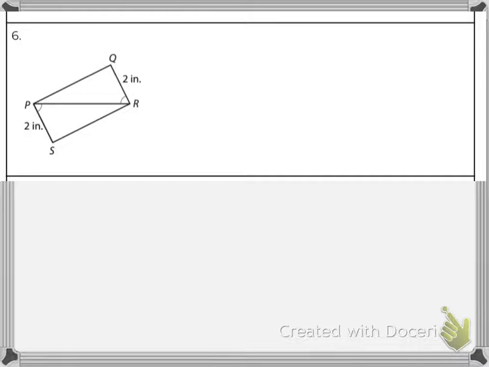Alright, next one. So I see that PS is congruent to QR because they are both 2 inches. And then I would have PR, the side the triangles share, which will be congruent to itself by that reflexive property.